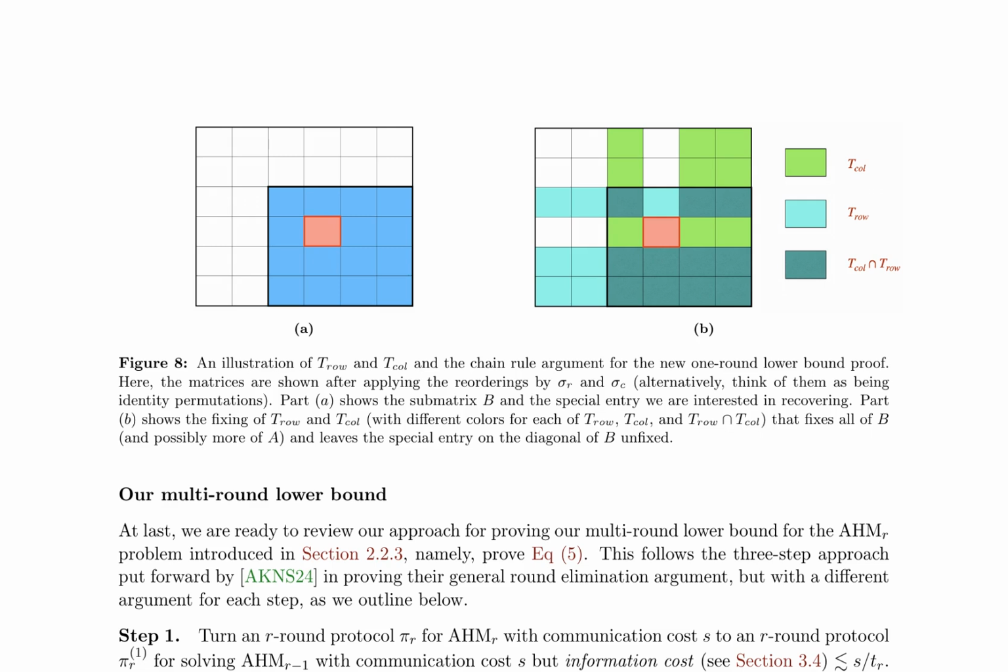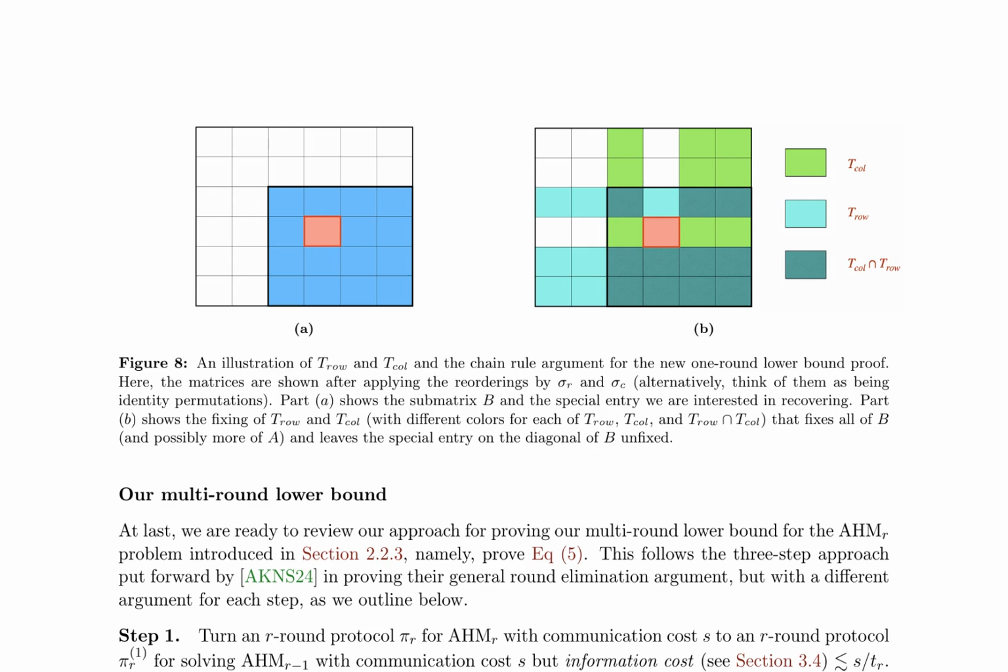Figure 8 illustrates the chain rule argument for the new one-round lower bound proof, showcasing the matrices after applying reorderings by σ_r and σ_c. The submatrix B and the special entry of interest are highlighted in part A, while part B demonstrates the fixing of T_row and T_col, which fixes all of B and possibly more of A, leaving the special entry on the diagonal of B unfixed.